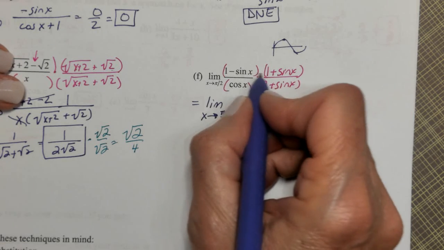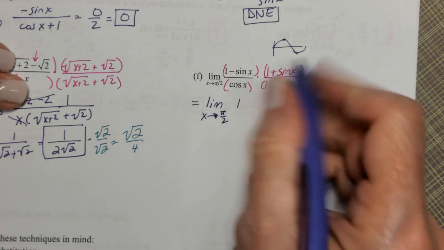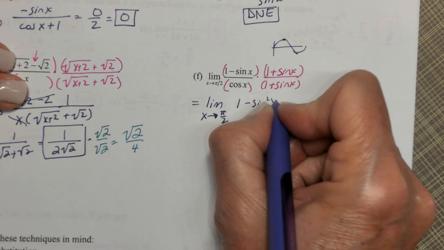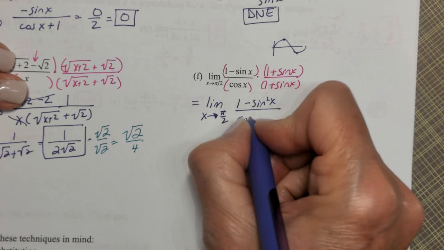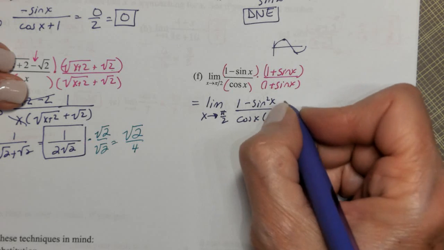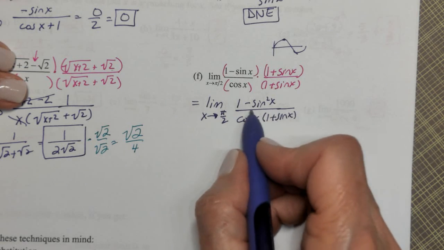Distribute up here, so FOIL this out. 1 times 1 is 1, the middle term zeroes out, minus sine squared of x. On the bottom, do not multiply. You're going to lose your hole if you do. We have 1 minus sine squared x.